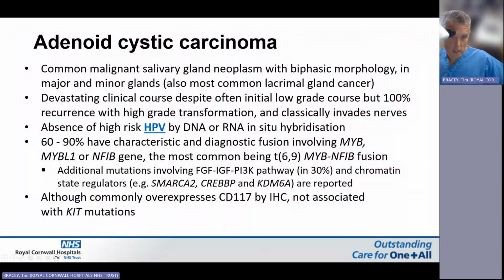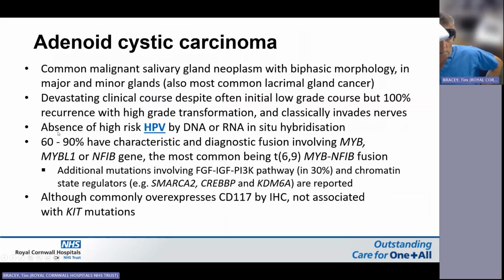So it's a common malignant salivary gland neoplasm. It's got biphasic morphology. It occurs in the major and the minor glands, and in that previous example, it's also the most common lacrimal gland cancer. You can get them in bronchi and almost everywhere, really, skin. It has a devastating clinical course, particularly the salivary gland type. It usually presents as a low-grade tumor initially, but it has this horrible stat, which certainly I would agree with, 100% recurrence. So they always recur, and they can recur 10 or 20 years later. And they often present or re-present in the cranial nerves with horrific perineural invasion.